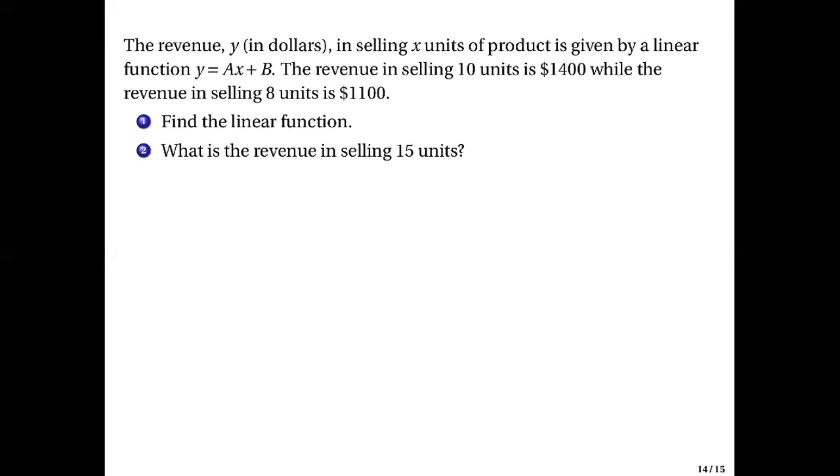So we have a revenue function. It is represented by Y. We have the number of units of a product, which is represented by X. And it said that the relation between them is the linear function of the form Y equals AX plus B. We are given that the revenue is 1,400 if we have sold 10 units. And the revenue is 1,100 if we have sold 8 units. So find the linear function. Let's do that first.